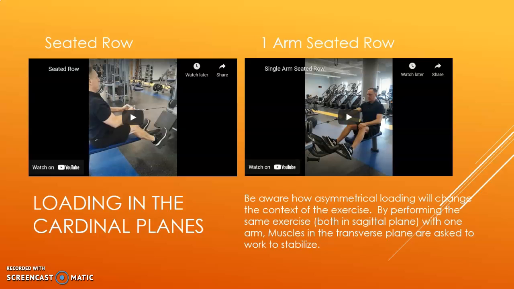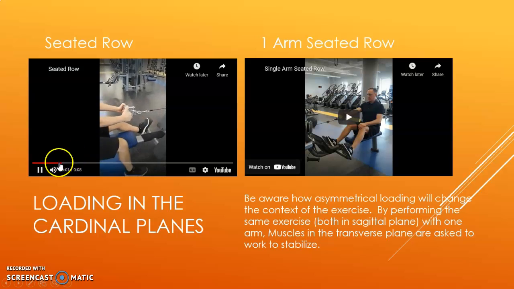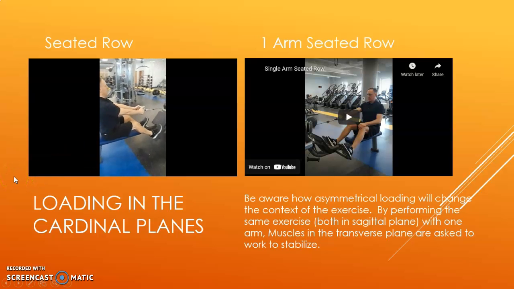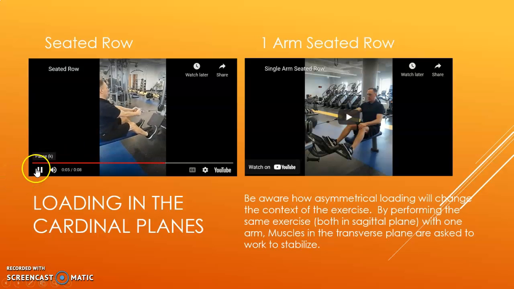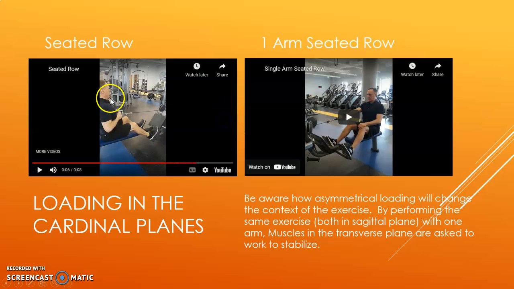But as soon as we change this up and we go from bilateral to unilateral, and there's asymmetry involved, with this row, row, row, we know that that movement pattern is done in the sagittal plane. We know it's symmetrical and the resistance is being offered in the same plane of movement.